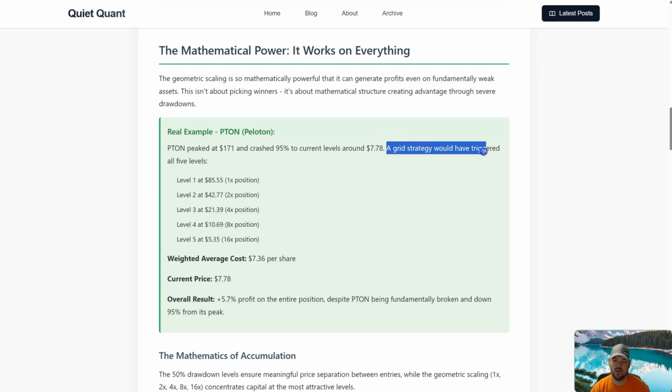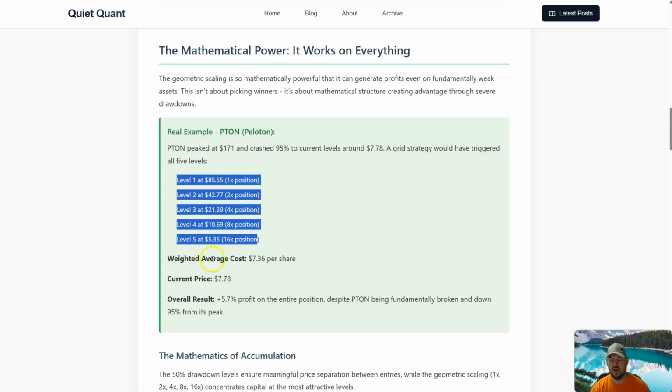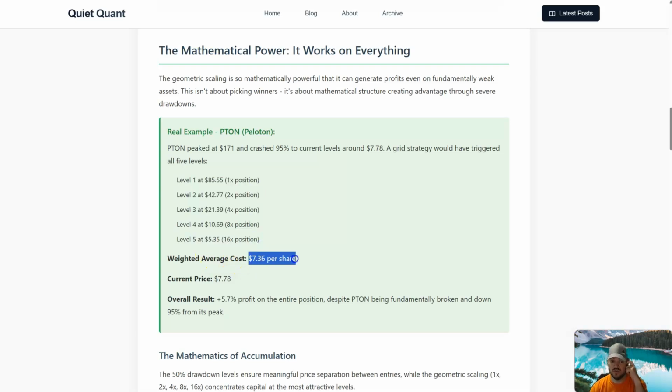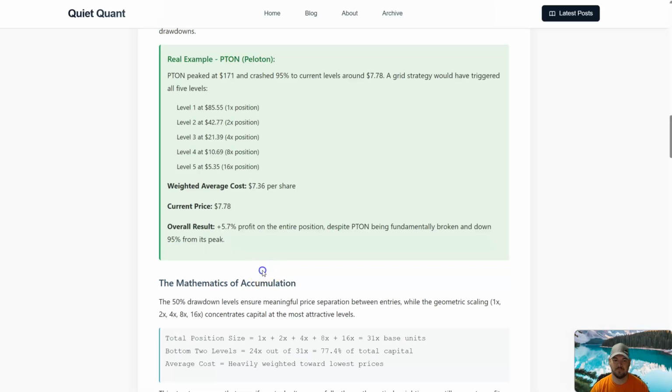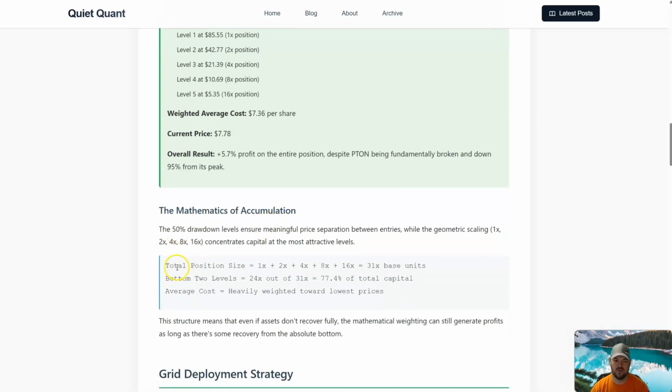And so a grid strategy would have triggered all 5 levels. You can see these entries here, and it gave it a weighted average cost of $7.36 a share. So the current price is $7.78. So basically on a dog, right, almost a worst case scenario, the system is still at 5.7% in this theoretical example, okay?